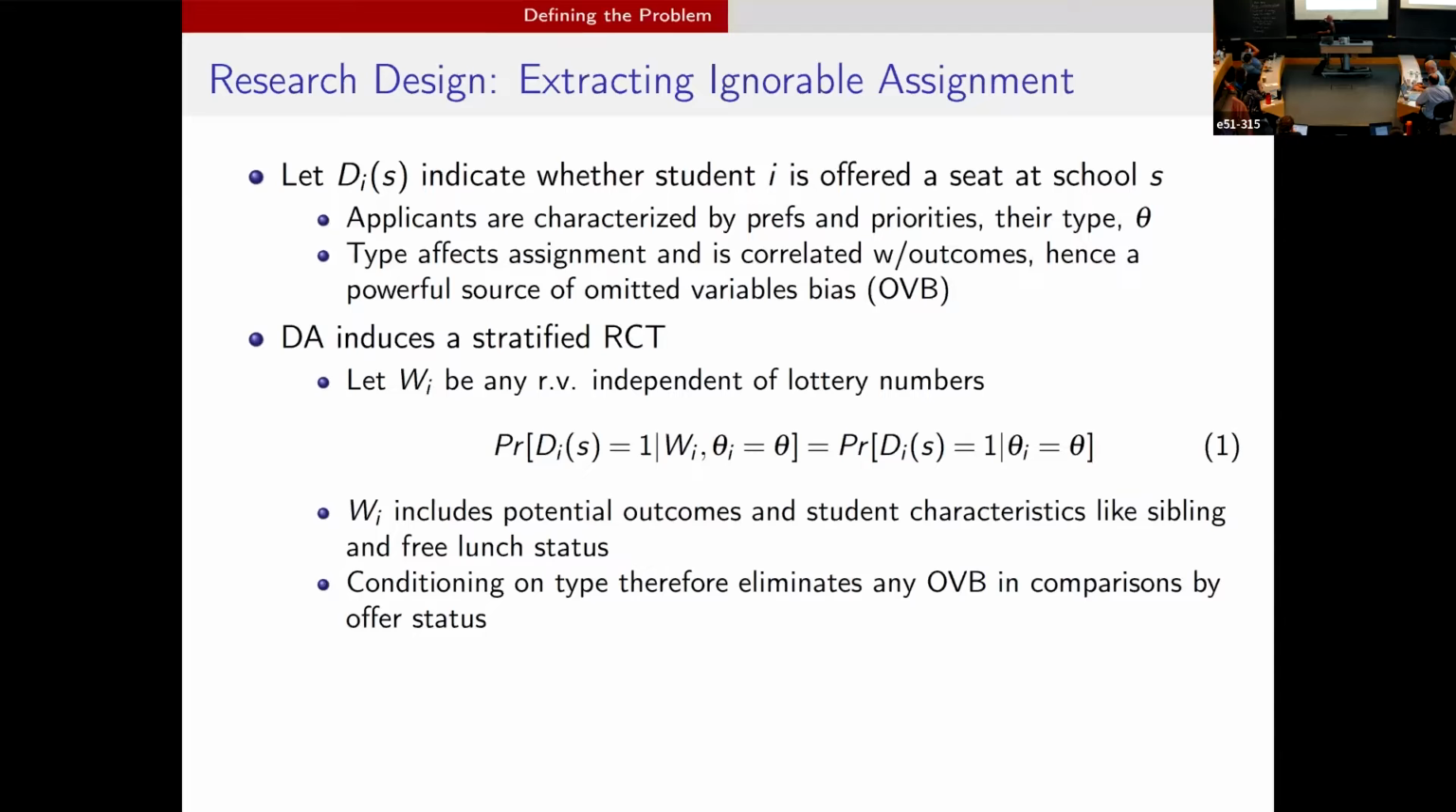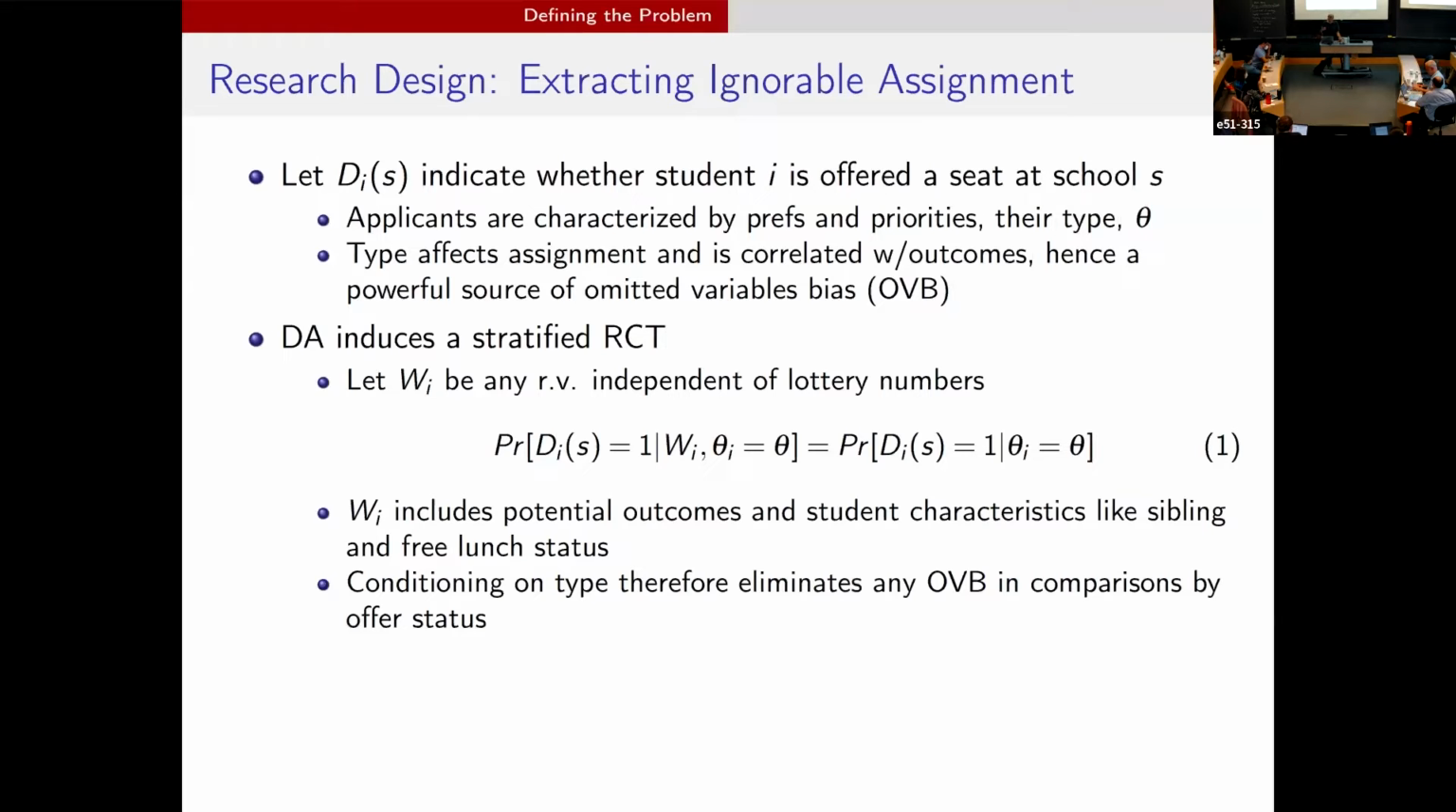What that means in terms of our notation here is, for any random variable W, that is, a variable that's independent of the lottery numbers of applicants, the conditional probability of being assigned to school s for applicant i, conditional on W_i, so think of W_i as race, and your type, is equal to the conditional probability of being assigned to school s, conditional on your type.